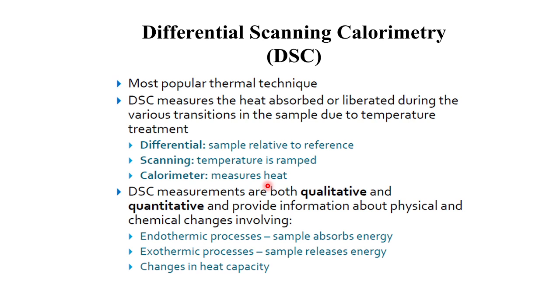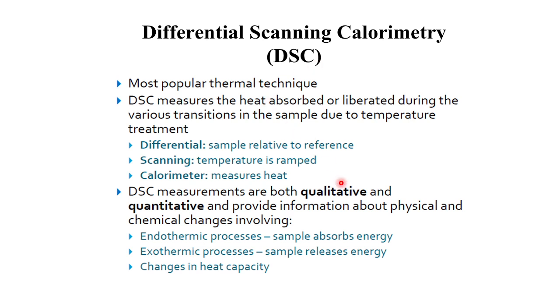And why is it scanning? Because we are ramping the temperature from lower to higher or higher to lower. And why is it calorimetry? Because we are measuring the heat. So these three terms indicate what we are going to study from DSC. Differential means the difference between the sample and reference, scanning means we are scanning the temperature, and calorimetry means we are measuring the heat. So basically we are scanning temperature and measuring the heat difference between the sample and reference.